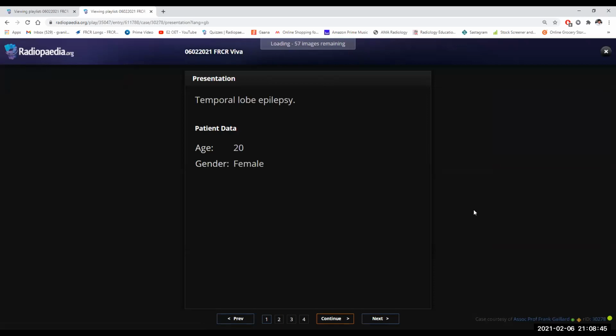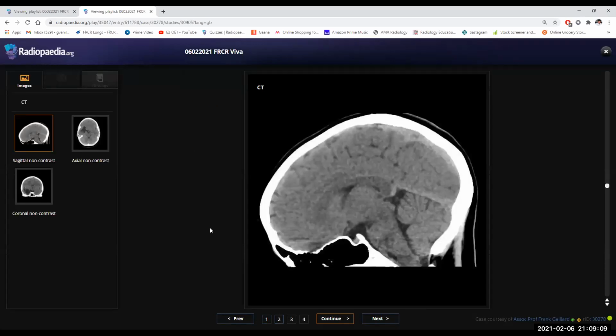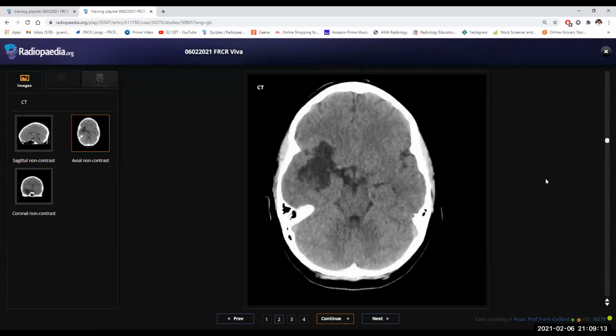So this is a 20-year-old female with temporal lobe epilepsy. I have pressed the CT. I think they're loading the images. Okay, any sequence, any section you want. I'll start with the axial, and I'll go up first.